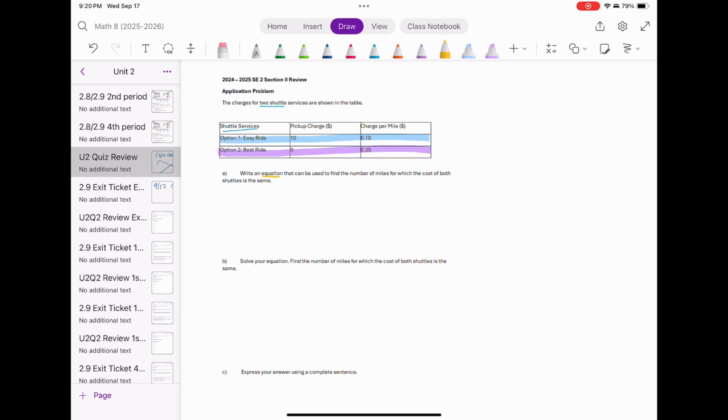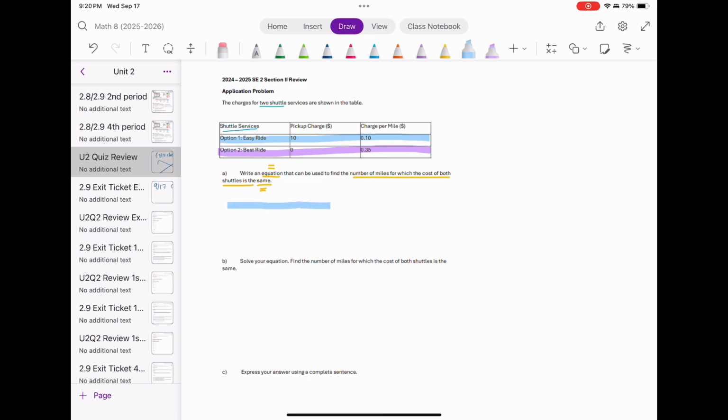Okay, so question A says, write an equation that can be used to find the number of miles for which the cost of both shuttles is the same. So same, that means equation. That means equal, right? So I'm going to write one equation for Easy Ride in blue, and then I'm going to write one equation for Best Ride in purple, and then I'm going to equal them to each other.